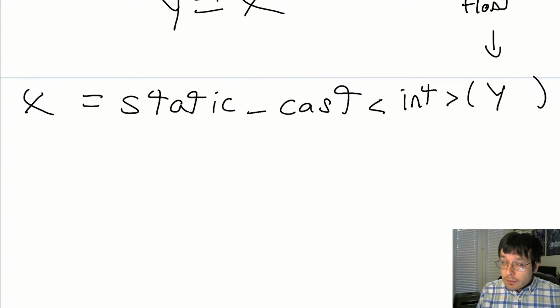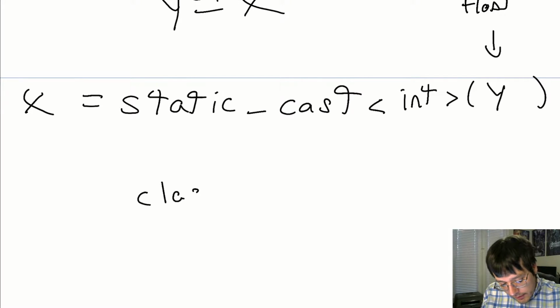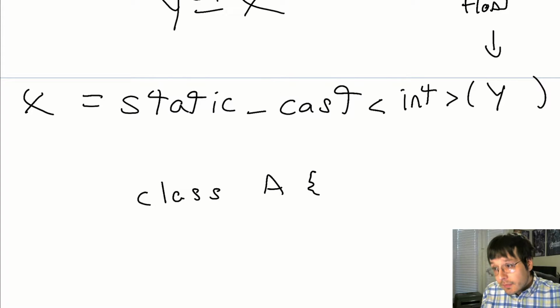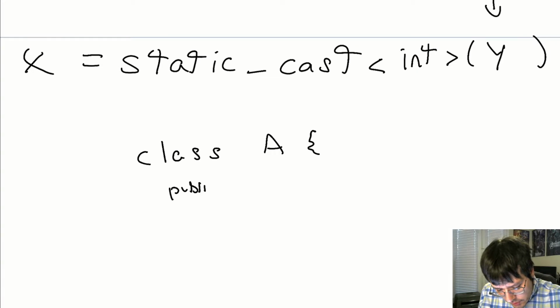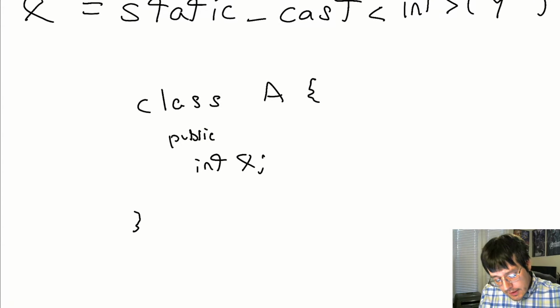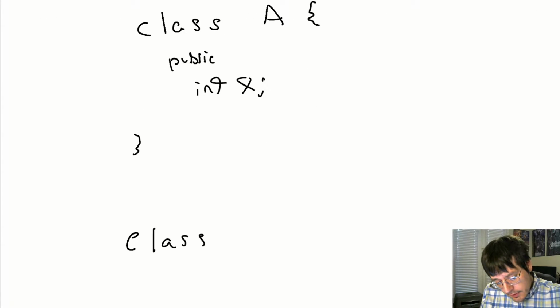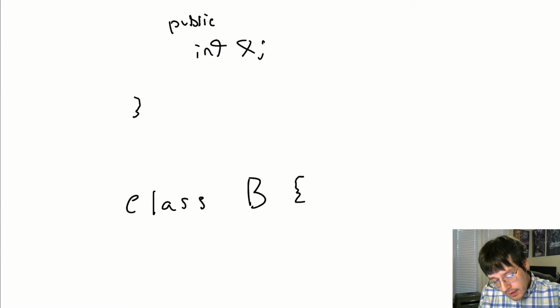So while you can try to cast one object to another object, the compiler is going to have a hard time understanding what you're trying to do, right? So suppose you have a class A, and this class A that you have contains some data in it. Let's just put an integer in there. And then you have a class B that also happens to contain an integer.